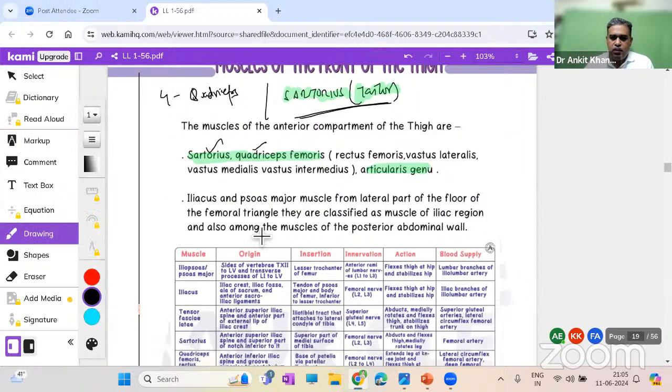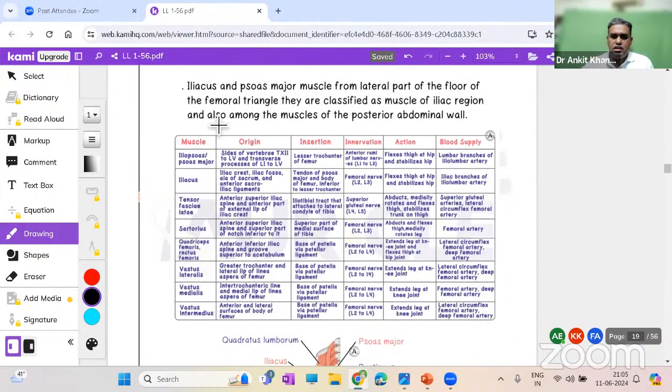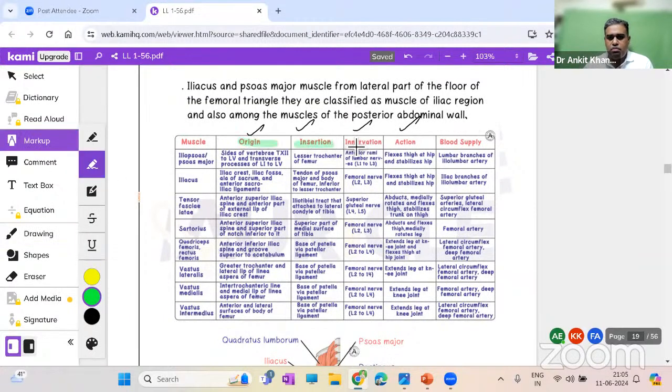And then obviously, like all the muscles: origin, insertion, innervation, action, and blood supply, which you may or may not write. I'm not saying it is very important, but these 4 points over here are important, right? And each word is not important, guys. No one remembers it. Even I don't remember it. Let me tell you frankly.